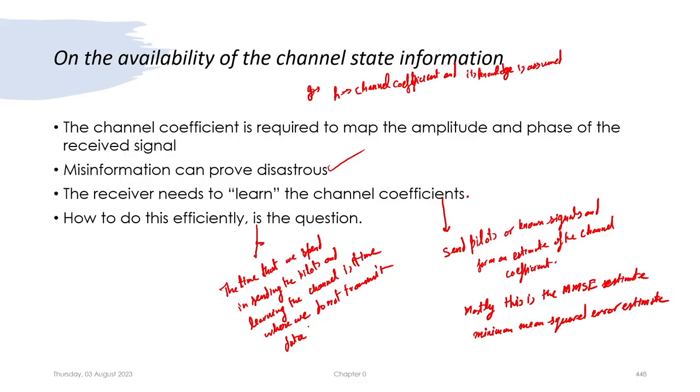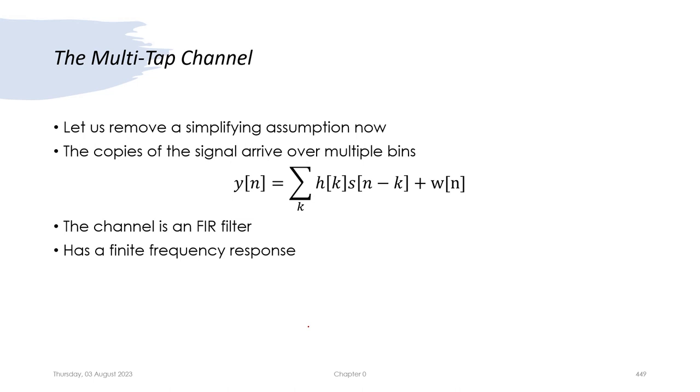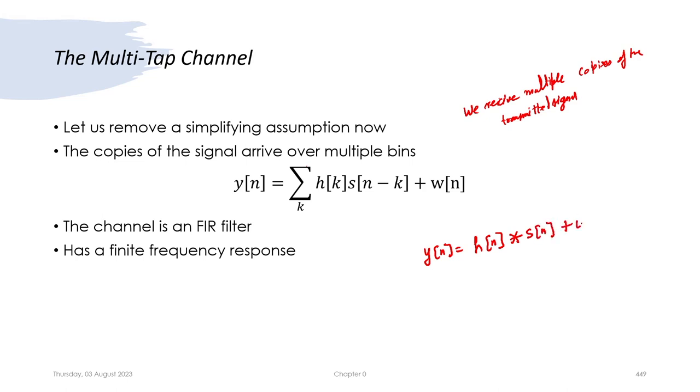Fine. So that said, we come on to the multi-tap channel, which was one simplifying assumption that we considered. So let us remove that simplifying assumption. We say that copies of the transmitted signal arrive over multiple bins, or we receive multiple copies of the transmitted signal. It is easy to observe that in this case, the received signal yn can be written as the convolution of hn and sn and noise.